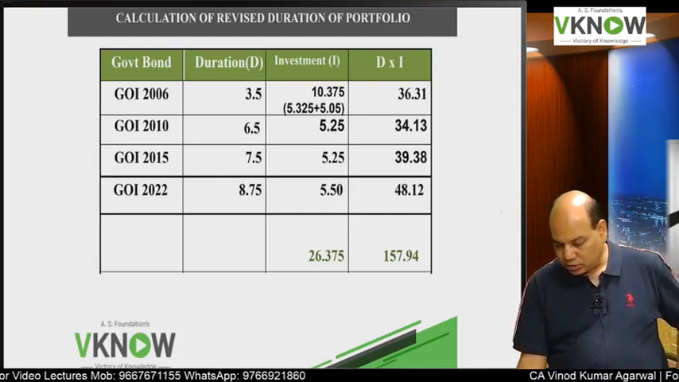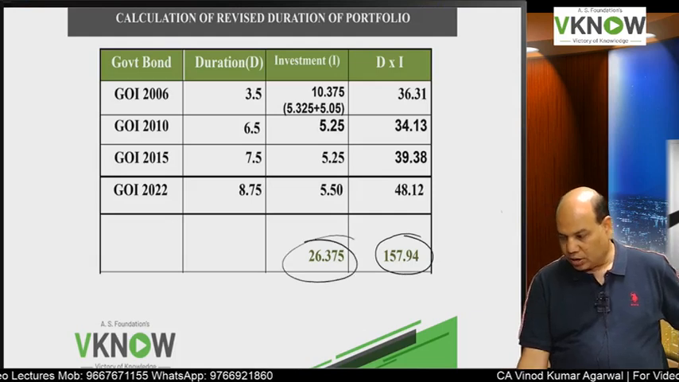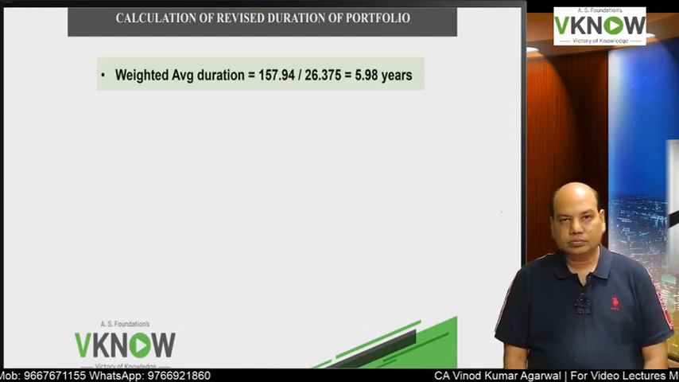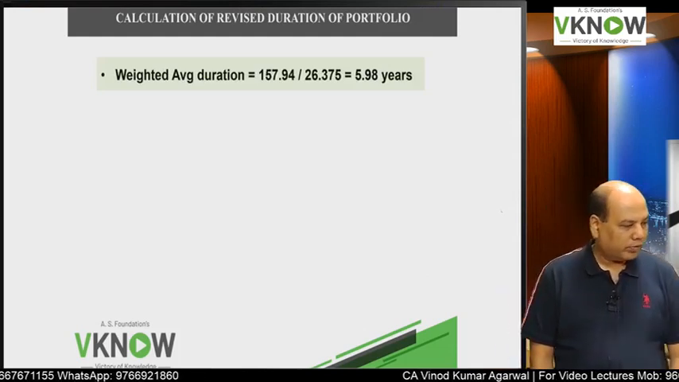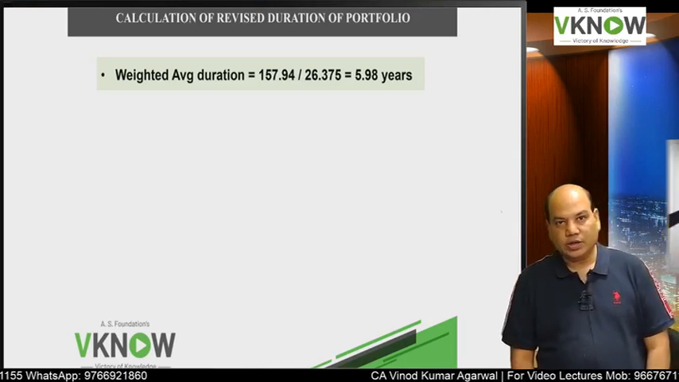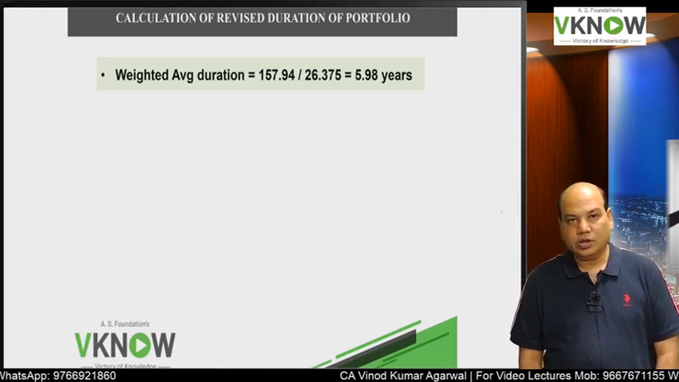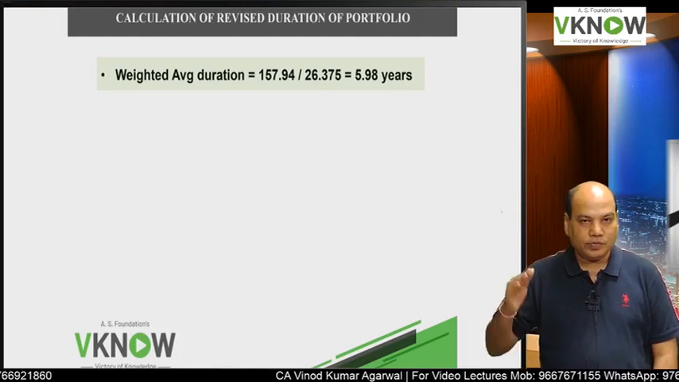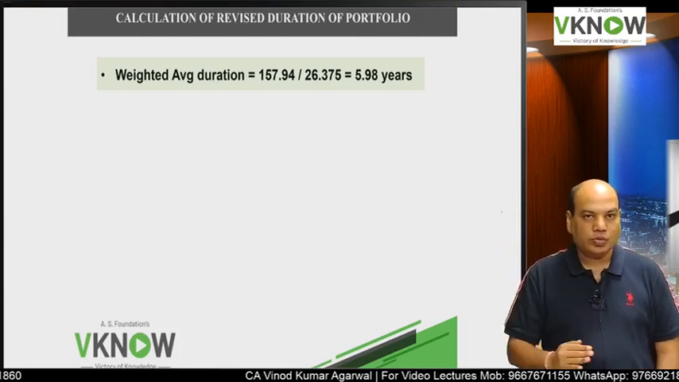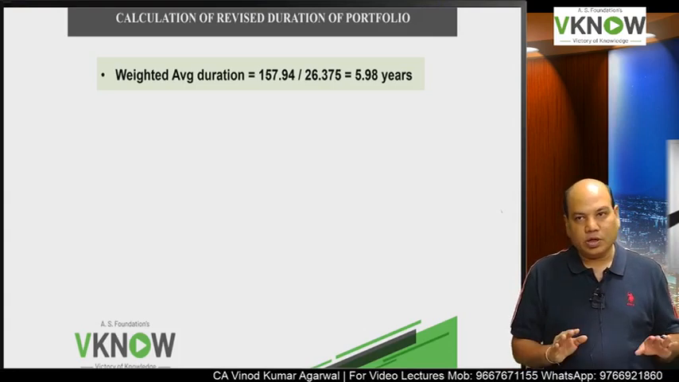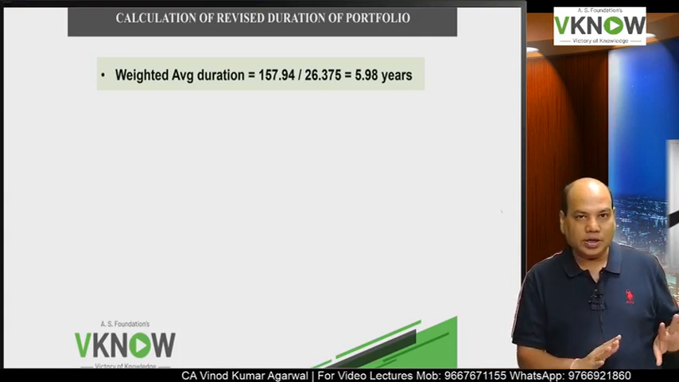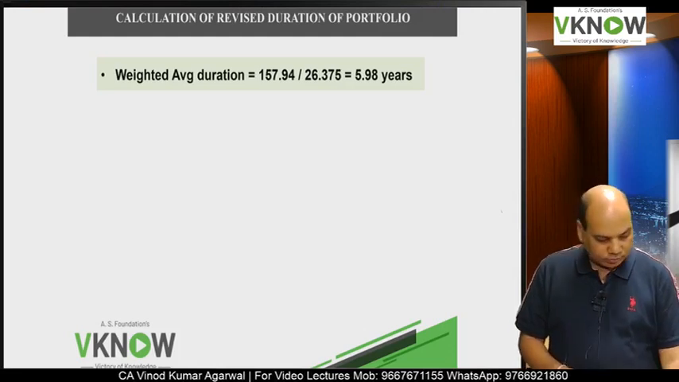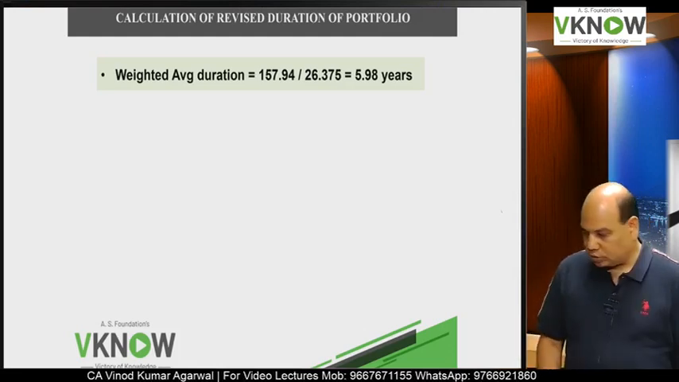Write down these two numbers, you can check it later, and write down below weighted average duration. Weighted average duration is equal to 157.94 divided by 26.375. So that is 5.98 years. So you have reduced your average duration of the portfolio. So there will be a loss, but the loss will be limited compared to the earlier situation. That is my purpose. Done.